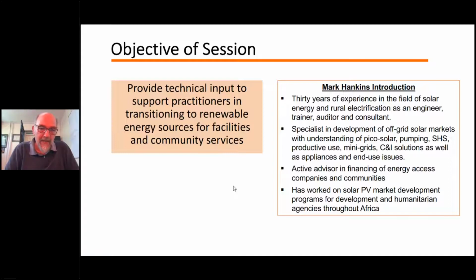Energy access sector has made a lot of progress, but the humanitarian sector, it's a recent entrant in switching over to improved renewable energy sources.